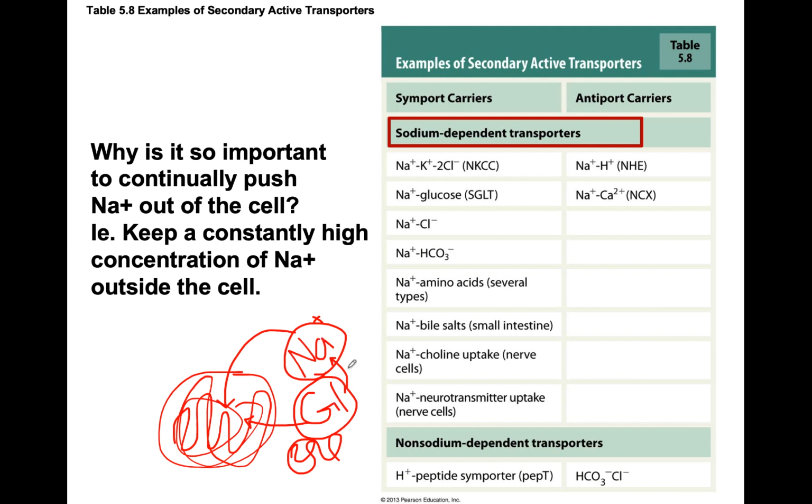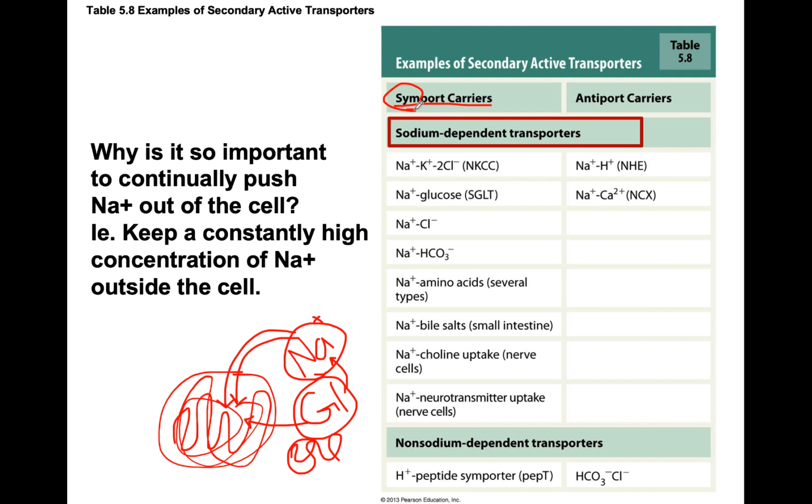So glucose tags along with sodium and kind of hides behind him, and they both get into the cell for free by using sodium's downward gradient. Now, this whole process is called a symport process. Remember, symport carriers move two things in the same direction.